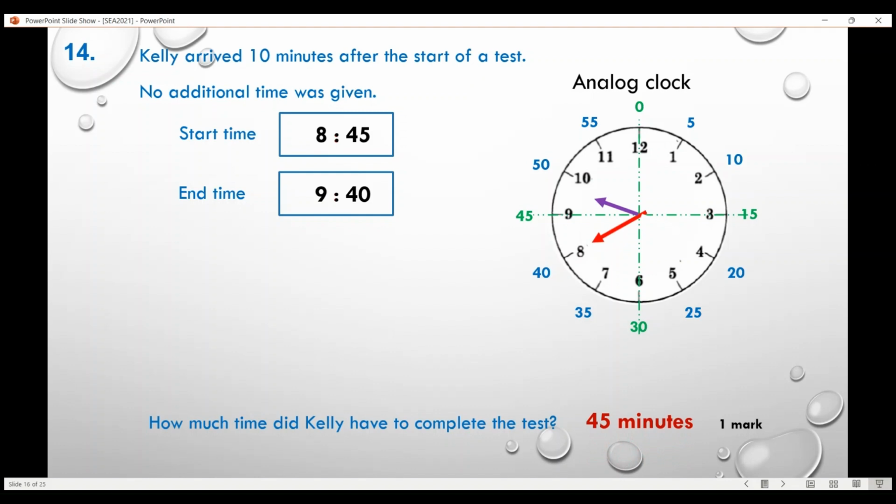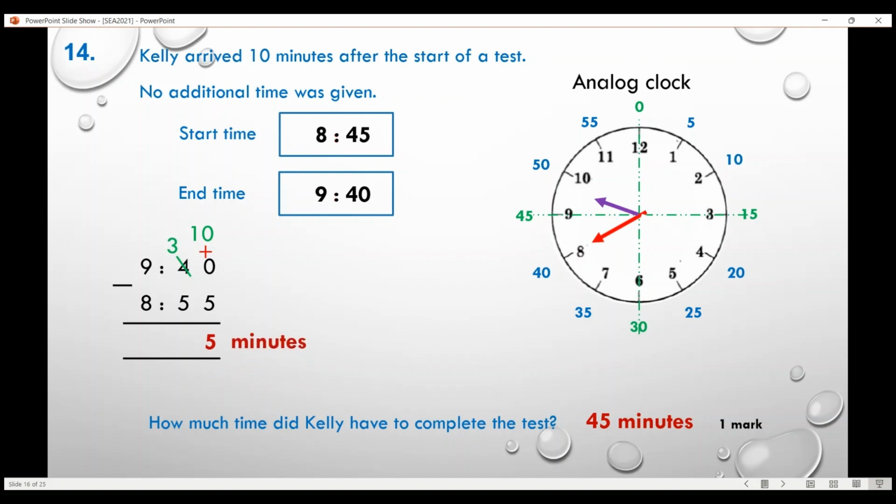Another way teachers allow students to do it is to guide them by looking at it as a subtraction. 9:40 minus 8:55, not 8:45. Remember, Kelly came 10 minutes late. So how do we do the subtraction? 0 minus 5 will not be possible, so we have to borrow from the 4, which means we're removing one of the tens from 4 and carrying it across. So we'll have 3 tens left. And when we carry that across, we will have 10. 10 and 0 is 10. So 10 minus 5 is 5.